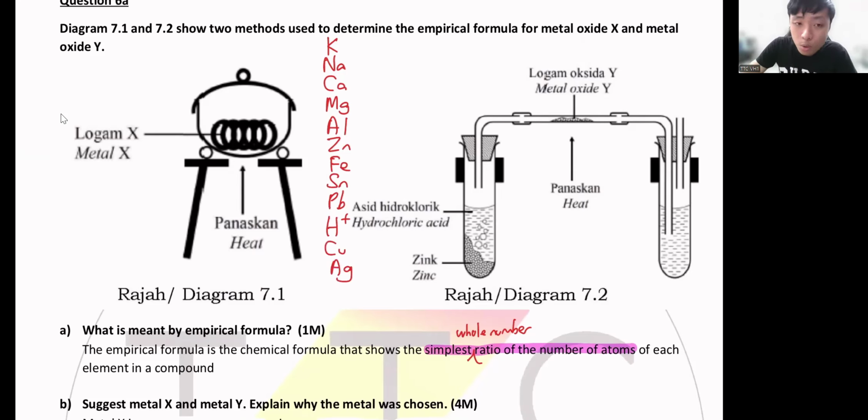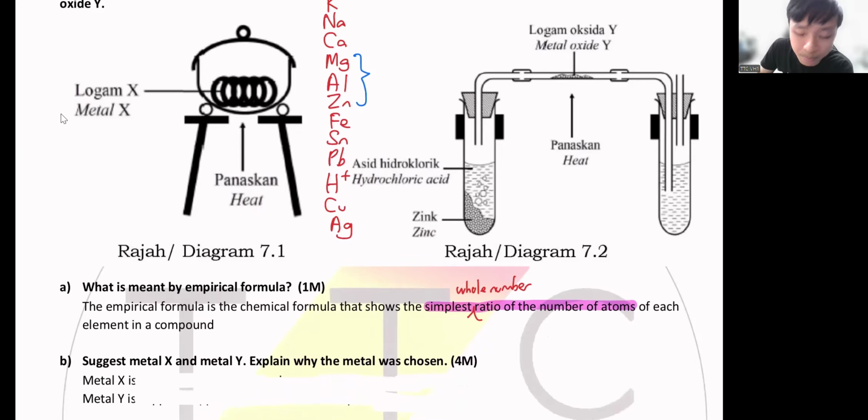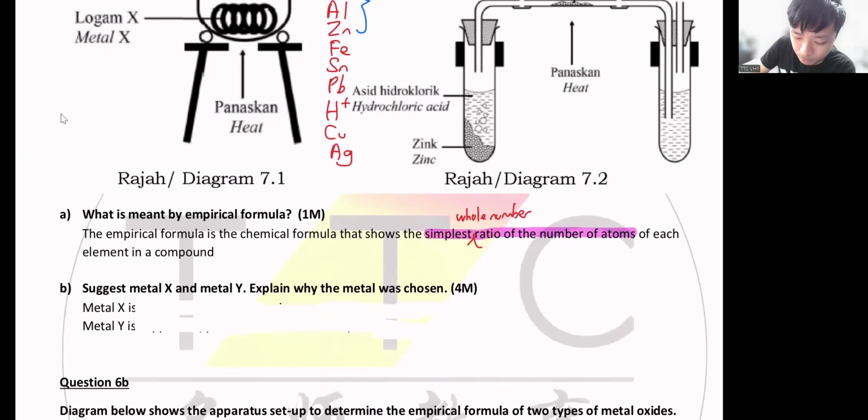Okay, so I tell you why I use this. For this experiment, you can not only put magnesium, you can apply to aluminum and also zinc. It means zinc also can react with oxygen, aluminum also can react with oxygen to form oxide. Okay, so this one is for X. You can suggest for X.